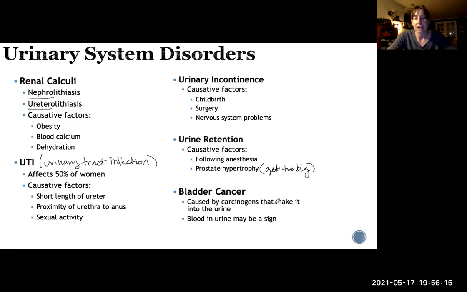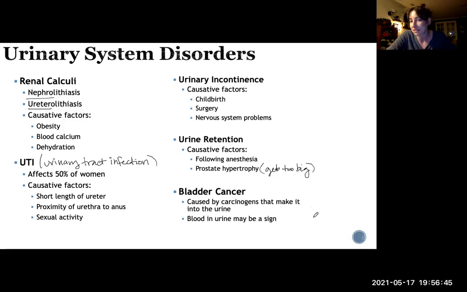Okay. And then finally, bladder cancer, which is caused by carcinogens that end up in the urine. So that can really kind of be anything. So any of those toxins that you're filtering out of the blood and putting into the urine, if they are carcinogenic, then they will, of course, sit in the bladder for a certain period of time and come into contact with the mucosa of the bladder, which can affect those epithelial cells and possibly make them cancerous.